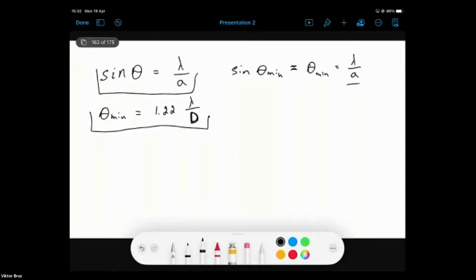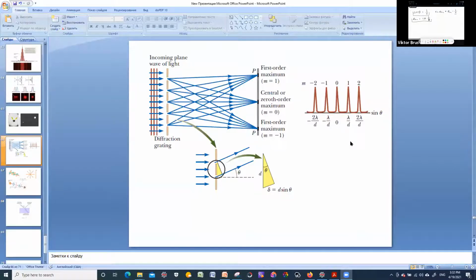We need to discuss the diffraction grating. A diffraction grating is a useful device for analysis of light sources, which consists of a large number of equally spaced parallel slits. As shown here, we have equally spaced slits which are illuminated from one side with electromagnetic waves.